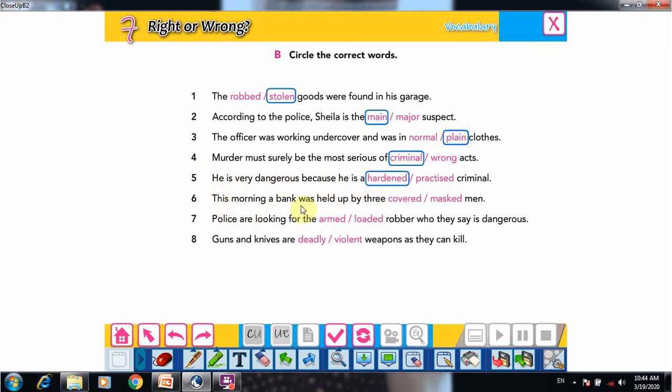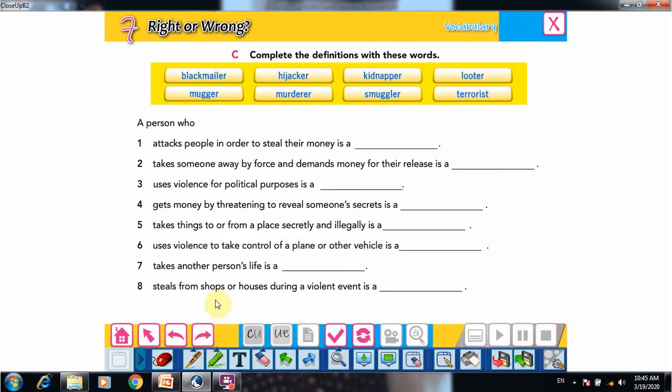This morning, a bank was held up by 3 masked men. Police are looking for the robber who they say is dangerous. So of course, armed. Guns and knives are deadly or violent weapons as they can kill. The answer is deadly. So let's go to the next exercise, C.